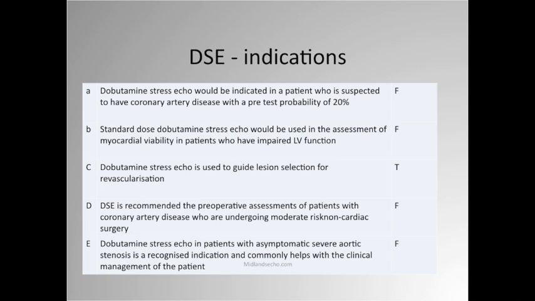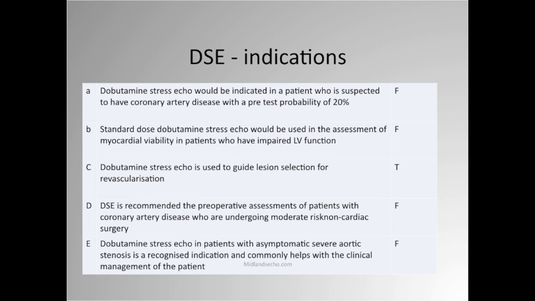Indications for dobutamine stress echo. Dobutamine stress echo indicated in a patient who is suspected of coronary disease with a pre-test probability of 20%. If you look at the NICE guidelines on the management of suspected coronary disease, that would be incorrect. Standard dose dobutamine stress echo would be useful in the assessment of myocardial viability in patients with impaired left ventricular function. That is also false, and that's false because you would use low dose. In fact, it's dangerous to use high dose stress echo with very impaired left ventricular function.